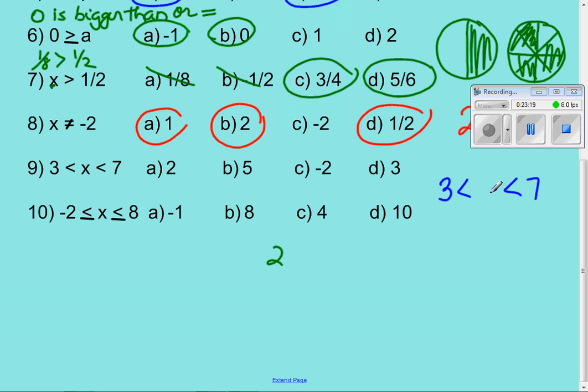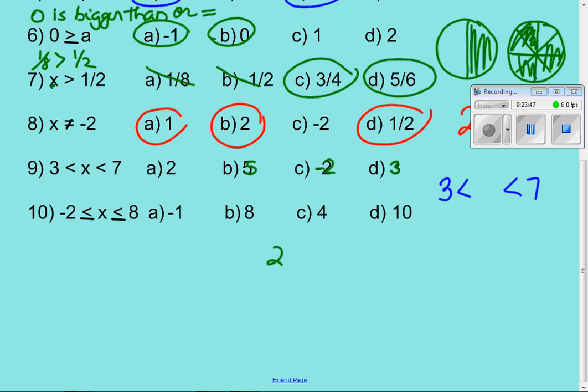Might be. I haven't looked at the choices. Okay, this is 3. Okay. You said 5 works? Let's look at it. I'm looking for numbers between 3 and 7. That's what I'm looking for. 5 works.